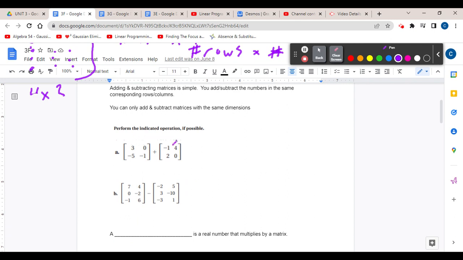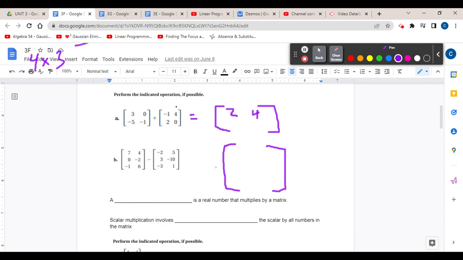So we'll just add 3 with -1, and then 0 with 4, and 5 with 2, and -1 with 0. So we'll add these two matrices up to get a new 2 by 2 matrix. 3 plus -1 is 2, 0 plus 4 is 4, and then you can do the bottom there. Same thing if we subtract. We're going to subtract 7 minus -2, and then 4 minus 5, etc. And so we're going to end up with another 3 by 2 matrix here after we subtract each corresponding piece.